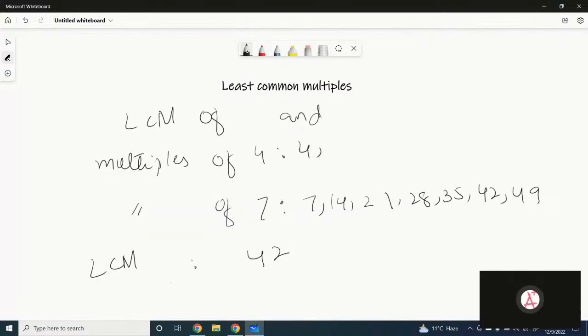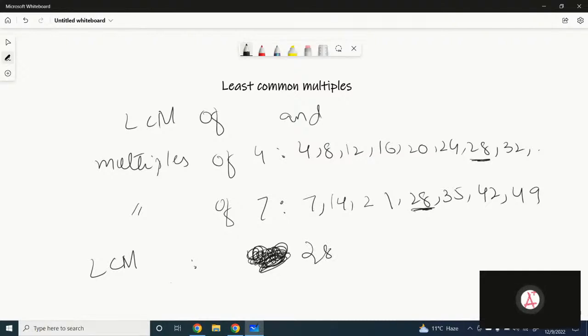4 times 1 is 4, 2 is 8, 3 is 12, 4 is 16, 5 is 20, 6 is 24, 7 is 28, 8 is 32, and so on. Which one is the smallest number that is the same in both the tables? Here you have 28 and here you have 28. That means the least common multiple of 4 and 7 is 28.